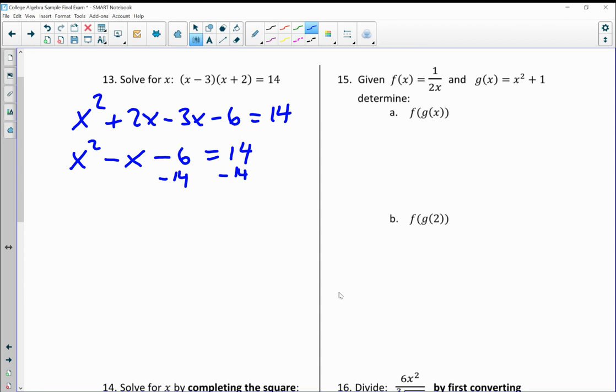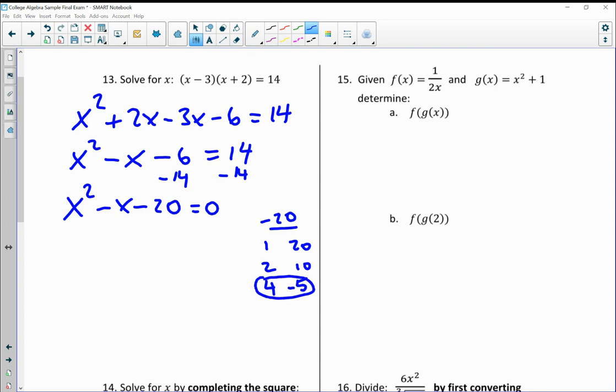So that gives us x squared minus x minus 20 equals 0. So now this turns into a factoring problem. Right? We're trying to figure out what multiplies to negative 20 and adds up to negative 1. So we have 1 and 20, 2 and 10, 3 doesn't work, 4 and 5. So 4 and negative 5 would be our combination. Okay, so now we could factor it. So we would factor into x plus 4, x minus 5 equals 0.